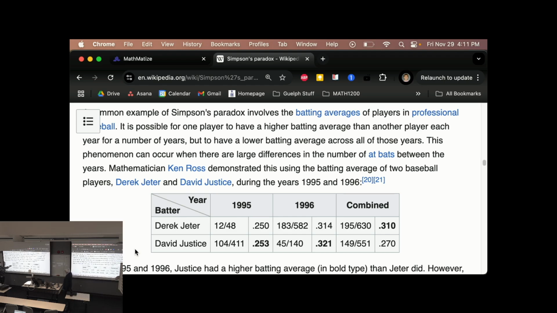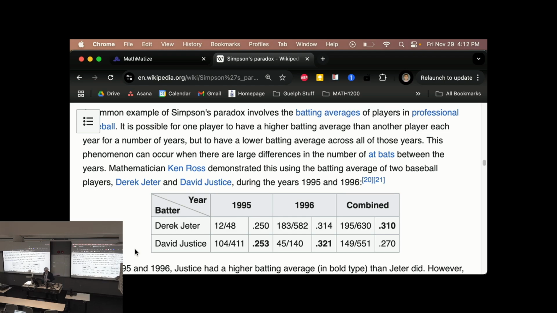So Derek Jeter did worse than David Justice in 1995. His batting average was only .250 instead of .253. So .253, slightly better. This guy, the real hero of the piece, David Justice. And then in 1996, he did it again: .321 is better than .314. So David Justice did better in 1995 and did better in 1996. Who did better when you combine the years? Derek Jeter. It flips. Better in 1995, better in 1996, but worse in the combined total of 1995 and 1996. This is very weird.